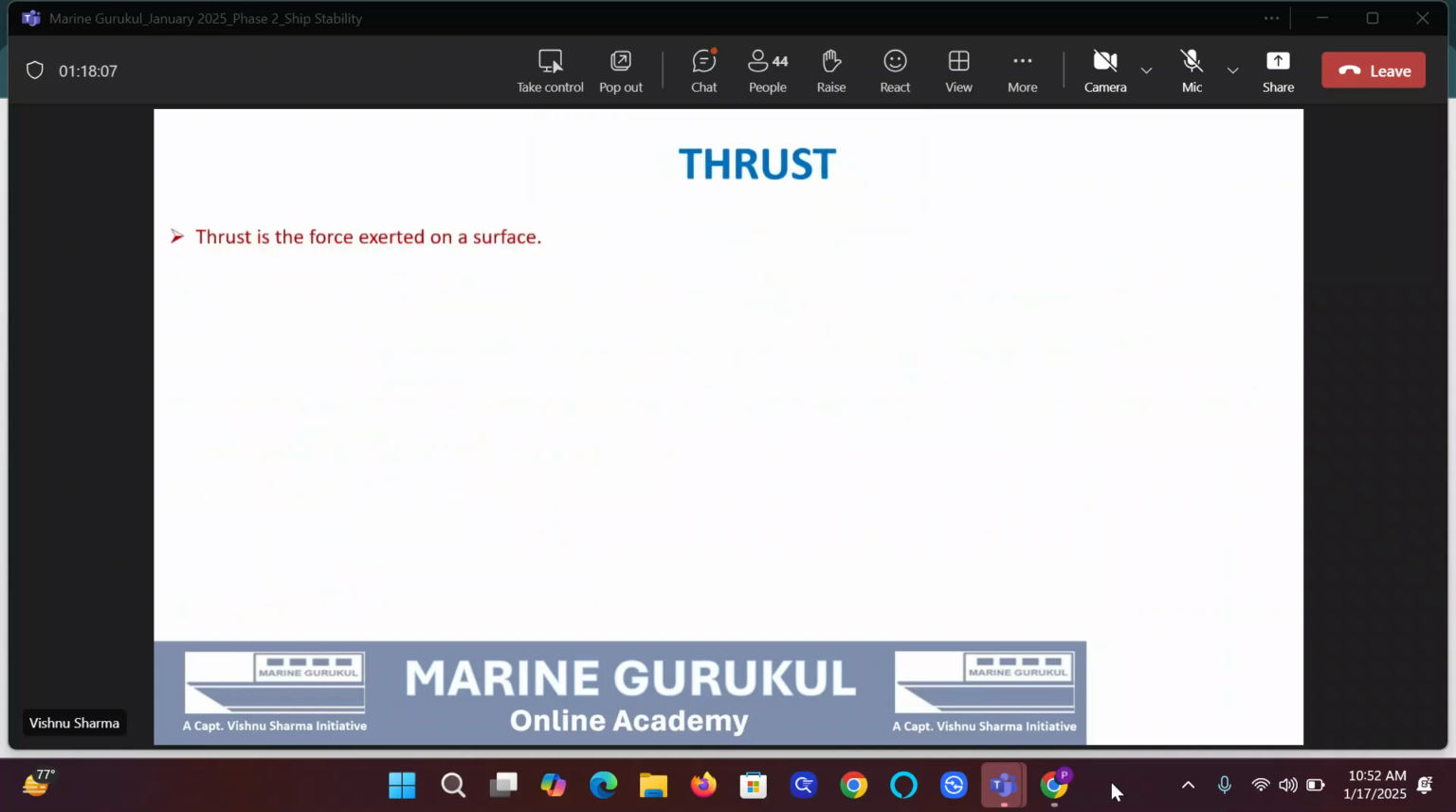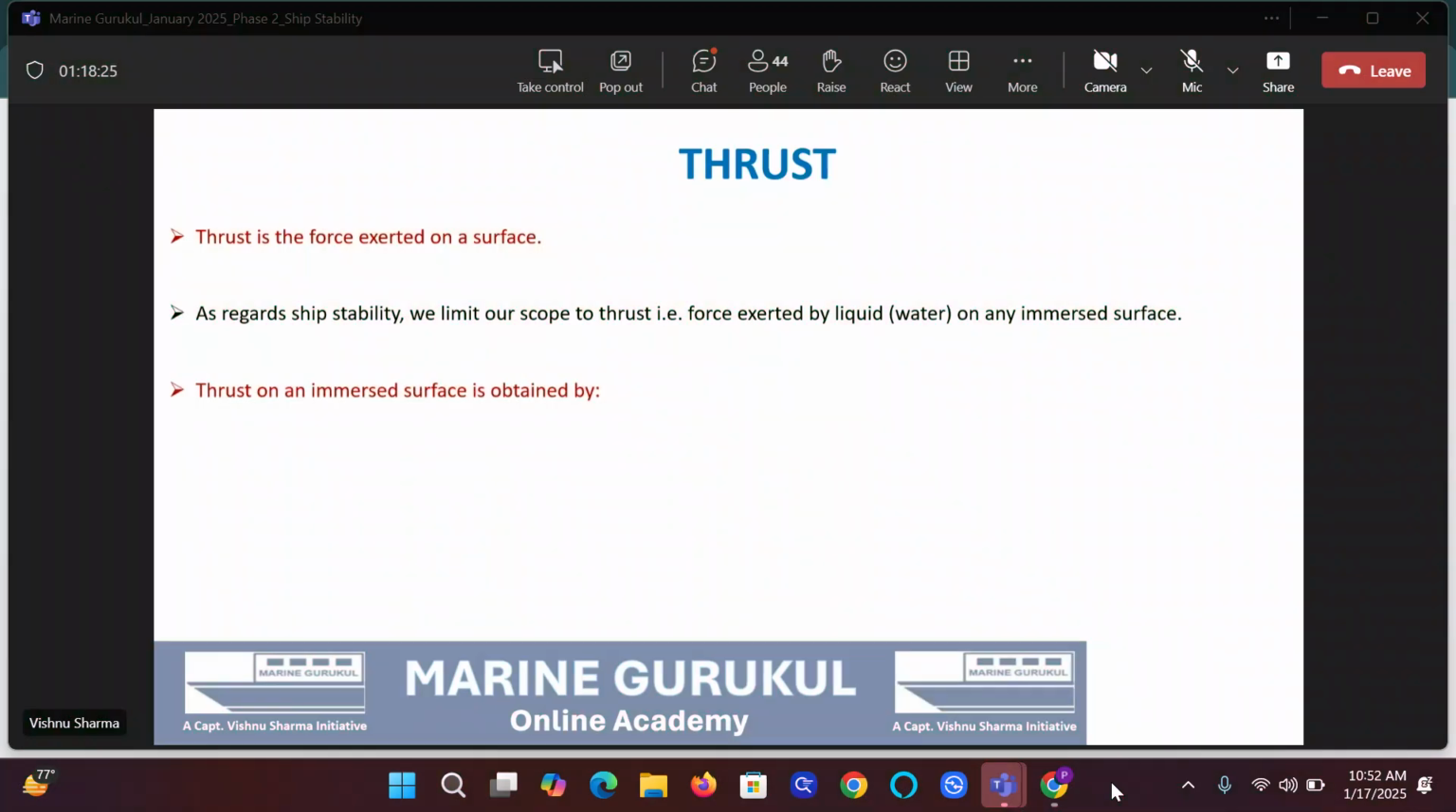What is thrust? Thrust is the pressure exerted on a surface. As regards ship stability, we limit our scope to thrust, that is, force exerted by liquid on an immersed surface. Thrust on an immersed surface is obtained by multiplying the pressure at the GC of the immersed area by the immersed area. So GC of which area? Immersed area. Multiplied by which area? Immersed area.